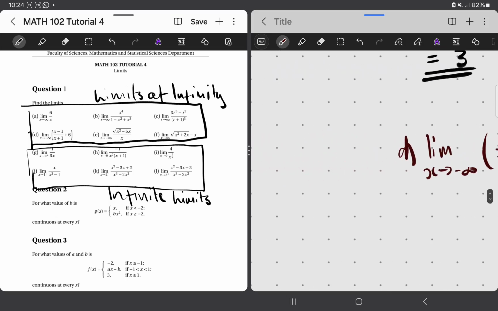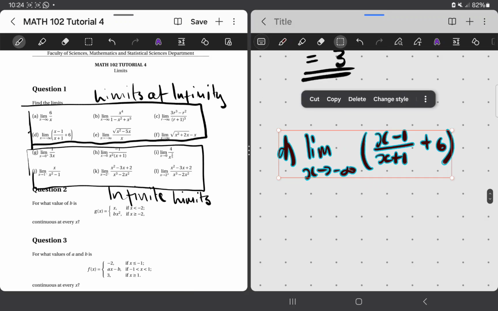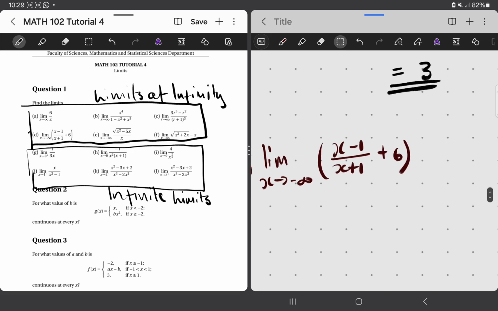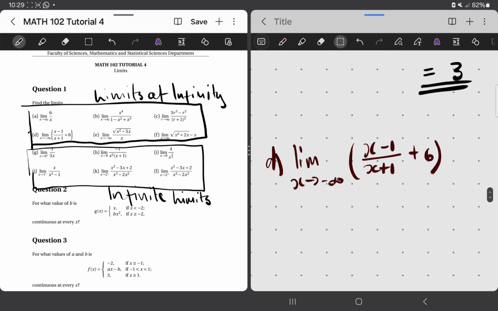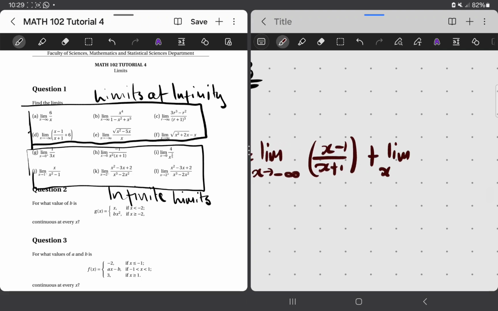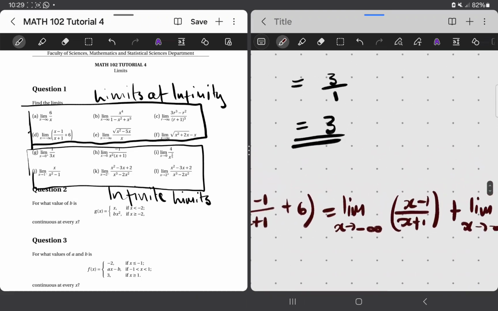Now we have to solve this one. So let's move it to the left a bit. Okay, so what do we do in this situation? This is so easy because, remember that when you have limits of two things that are adding, you can just separate them. So I would like to separate the fraction and this 6 just to make it easy for me. Why would I combine them? So this is just going to be equal to the limit as x approaches negative infinity of x minus 1 over x plus 1, plus the limit as x approaches negative infinity of 6. So that's what we did.